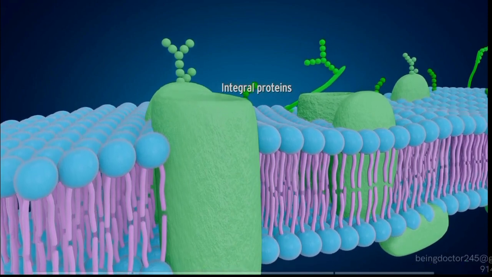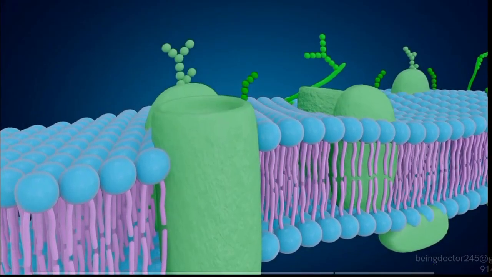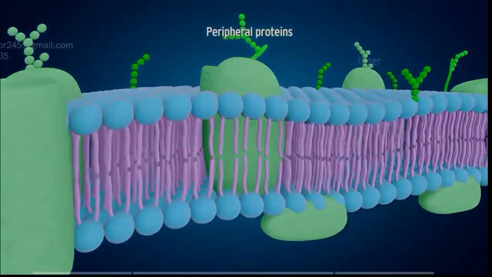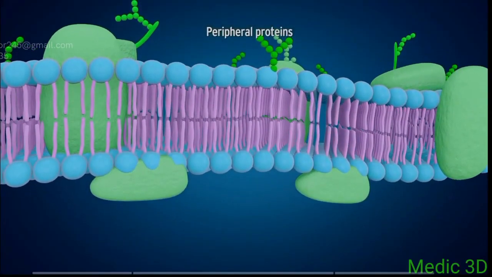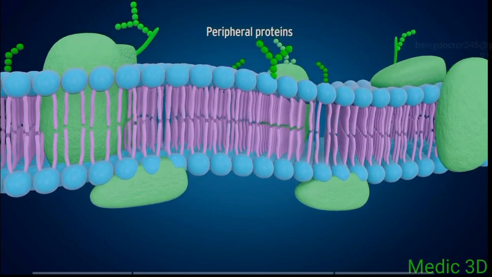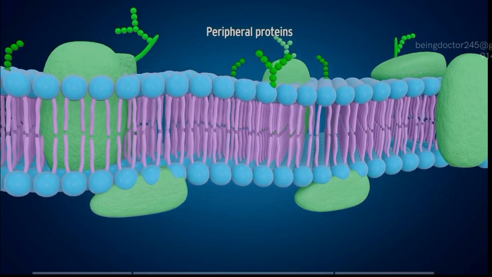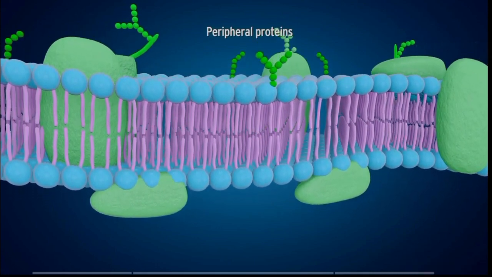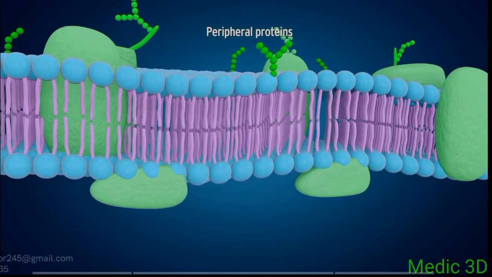These proteins are tightly embedded within the bilayer of the cell membrane. Peripheral proteins. The proteins present on the outer and inner surfaces without penetrating into the bilayer of the cell membrane are known as peripheral proteins. They are loosely bound either to the integral proteins or to the lipid layer. So these protein molecules dissociate readily from the cell membrane.